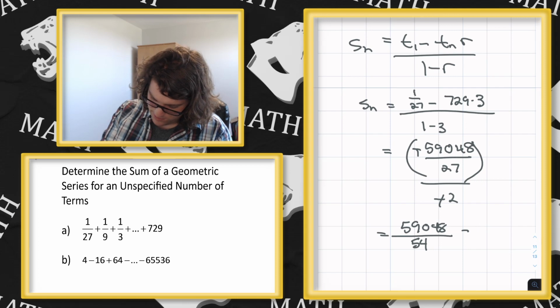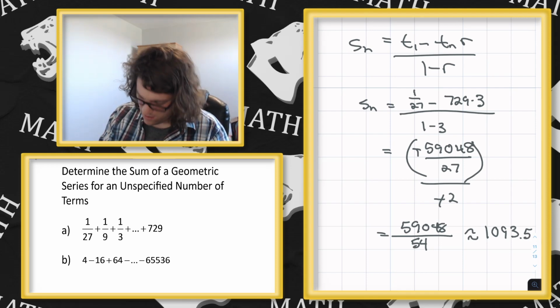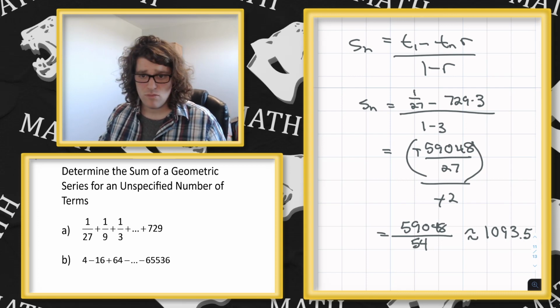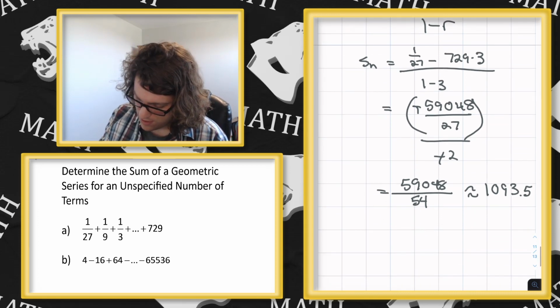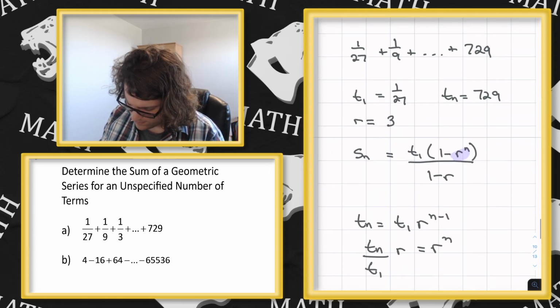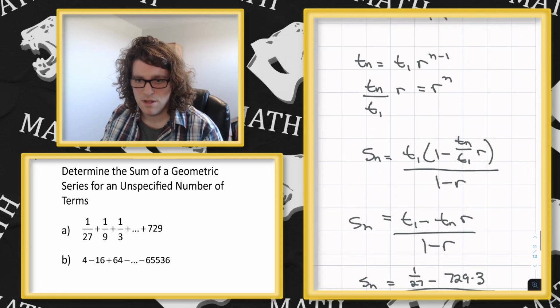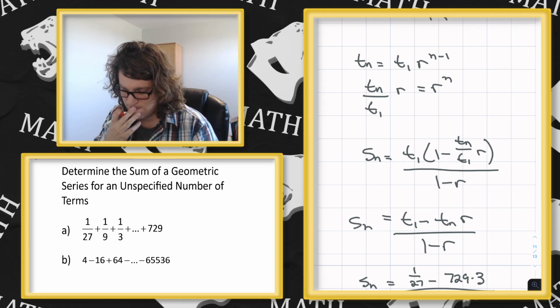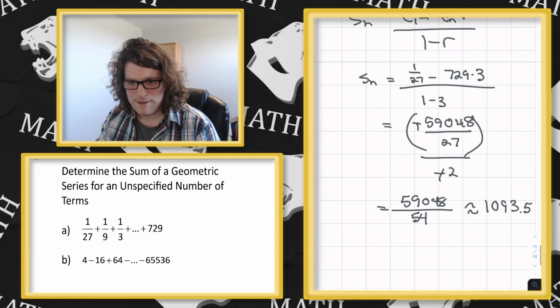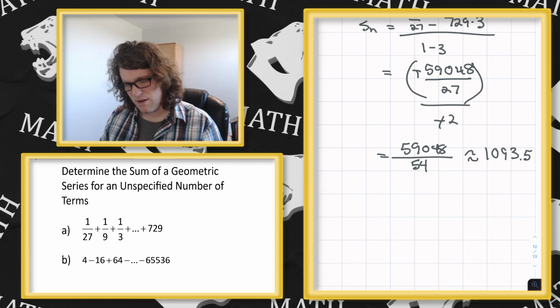about 1093.5. Okay. So that means we could work out, well, it doesn't even say what we need to do there for the n, so that should be fine, just to leave it as is. Now we could work out what the n value is and do this in a different way. Let's do that too, just to verify.